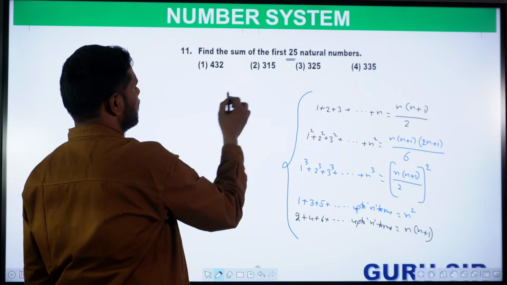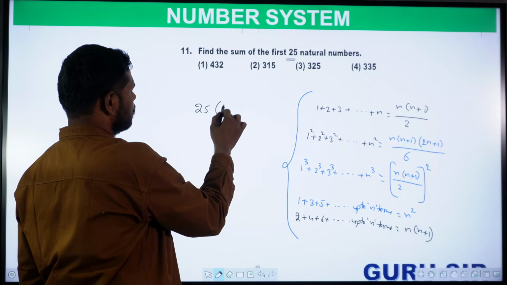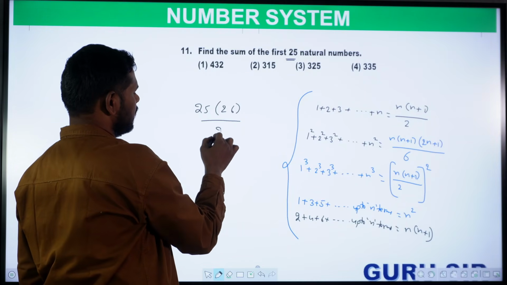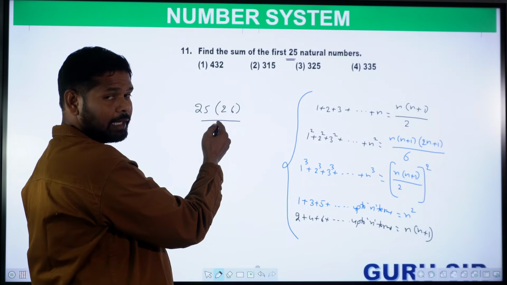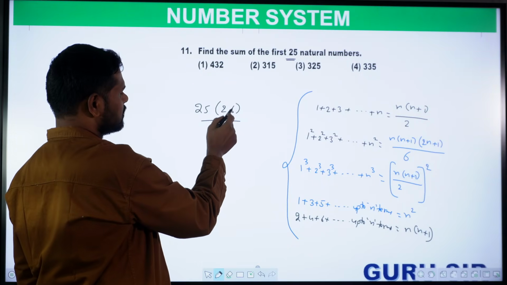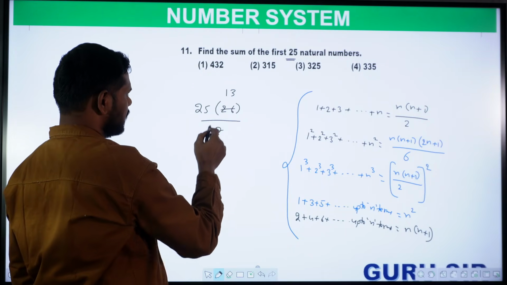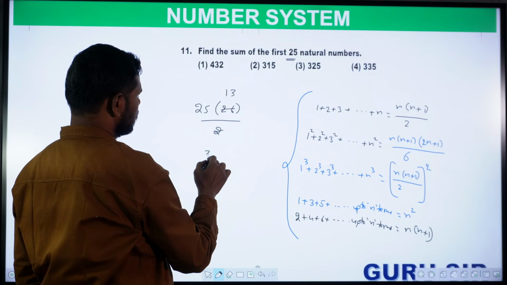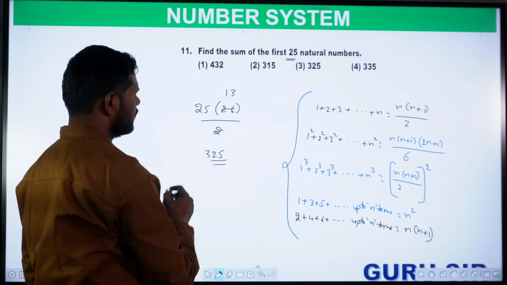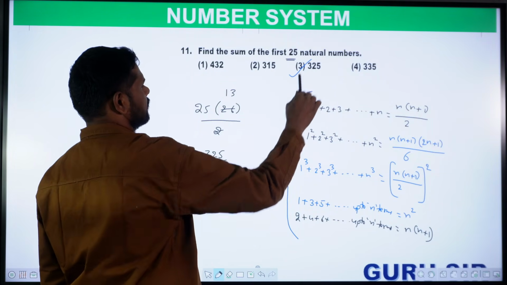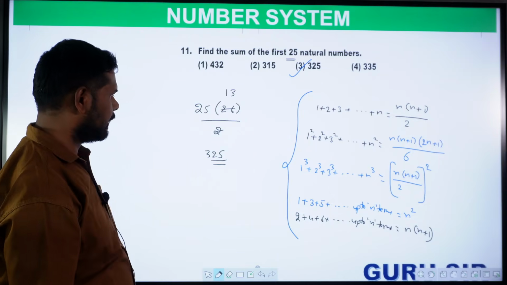The sum of the first 25 natural numbers is how much? It means 25 into 26 divided by 2. Directly I write 26 here, so n plus 1, 25 plus 1, 2 1 so 2 13. So 25 into 13 is nothing but 325. That is the answer. Clear?